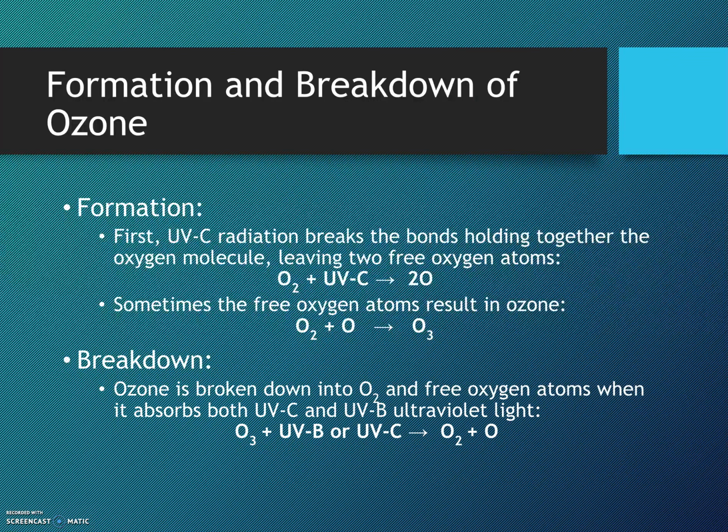So here are the reactions for ozone. You have oxygen gas plus UVC, which is going to give you 2 free oxygen atoms. This only happens to a small fraction of oxygen, because mostly we have O2. And then that O2 plus an oxygen becomes O3. When we look at the breakdown, we look at ozone plus either UVB or UVC, which forms oxygen gas and a single oxygen atom.